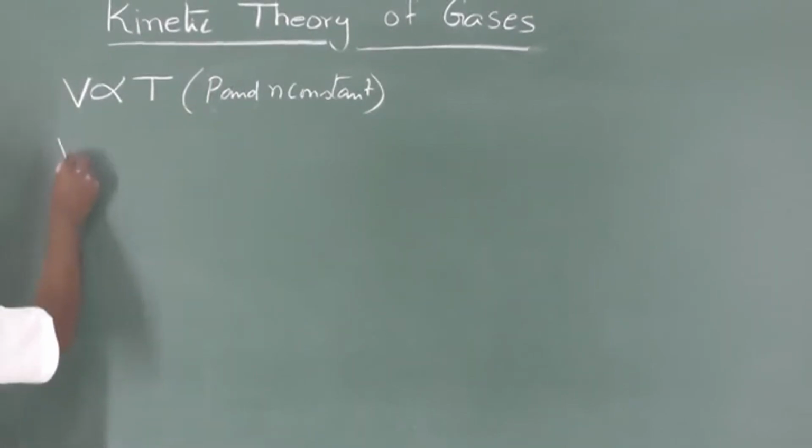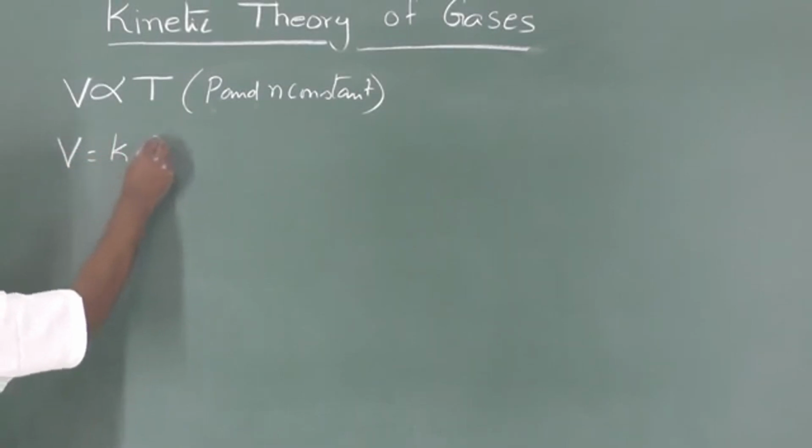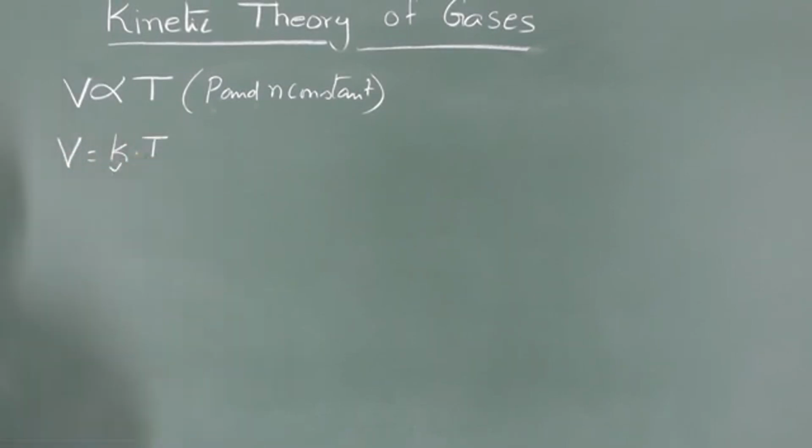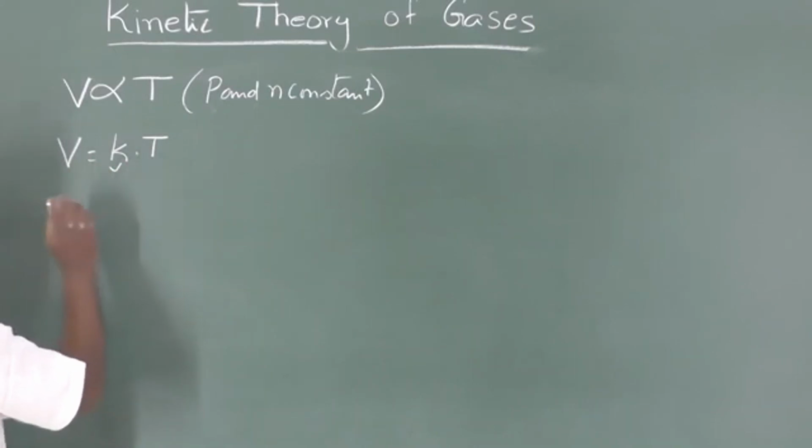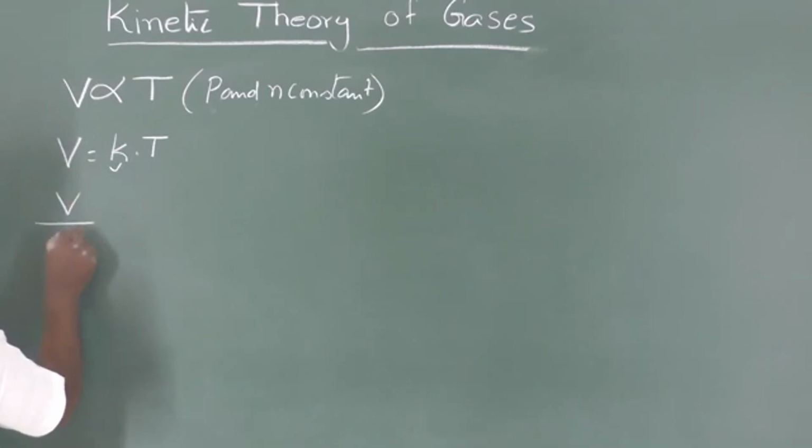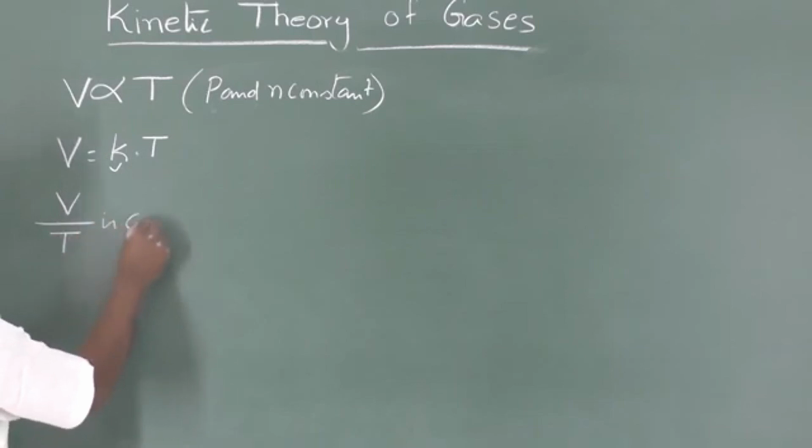Now, V is equal to K into T, where K is a proportionality constant. So, V is equal to K into T, or V by T is constant.